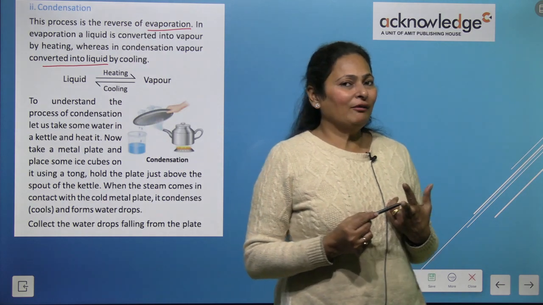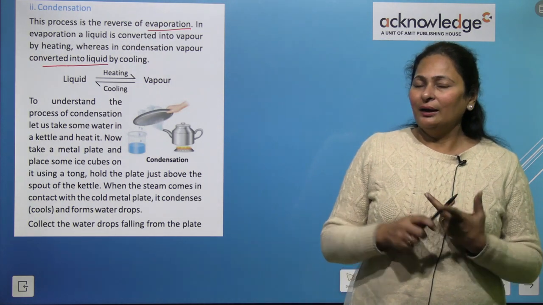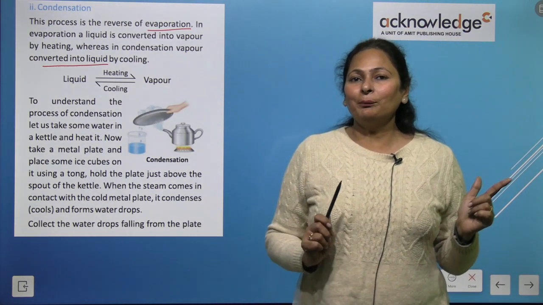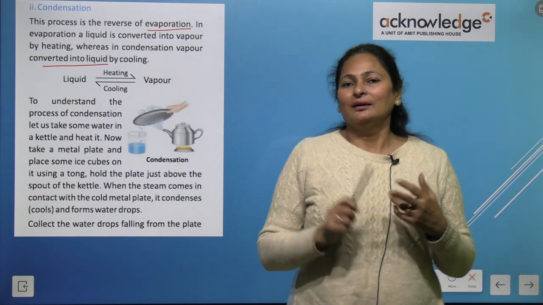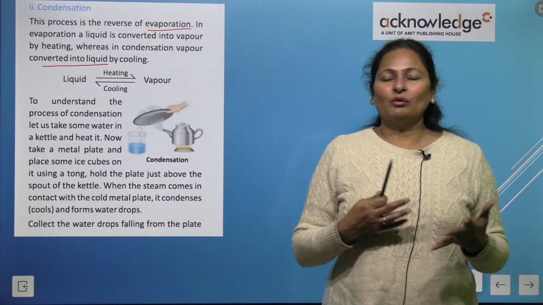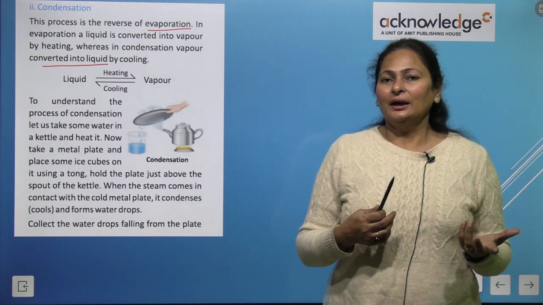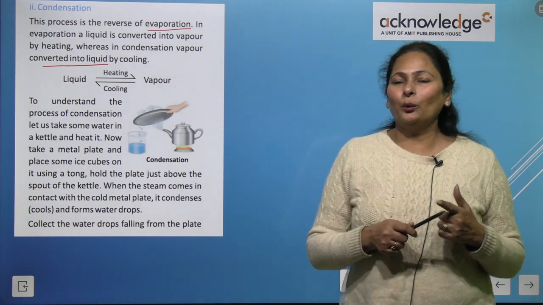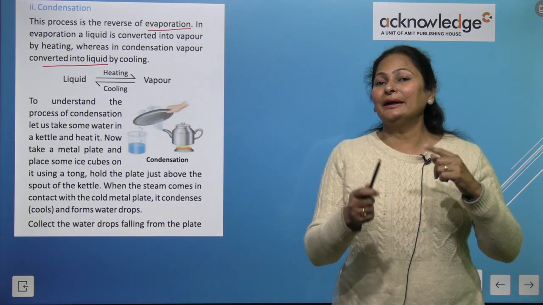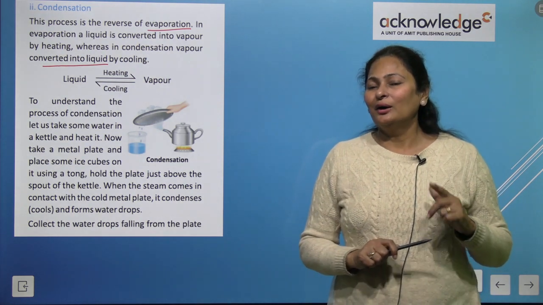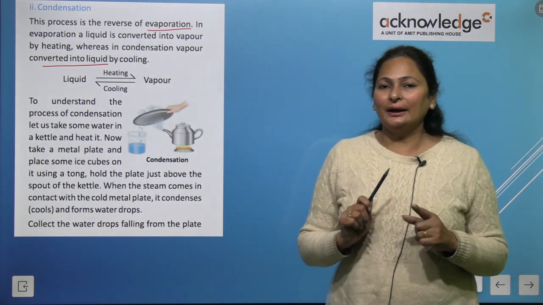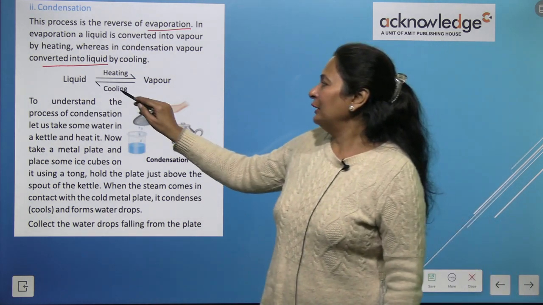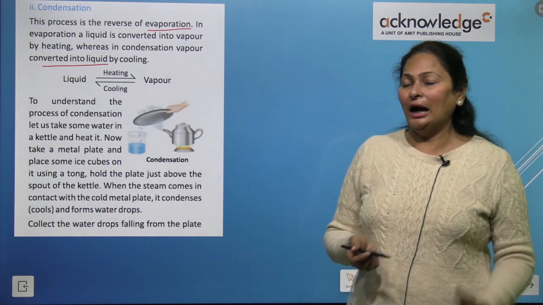What happens in evaporation? We boil the liquid and it gets evaporated. We have already studied this in the previous classes, right? What is evaporation? And condensation is when we convert water vapor into liquid on cooling. It happens when the temperature goes down, right?